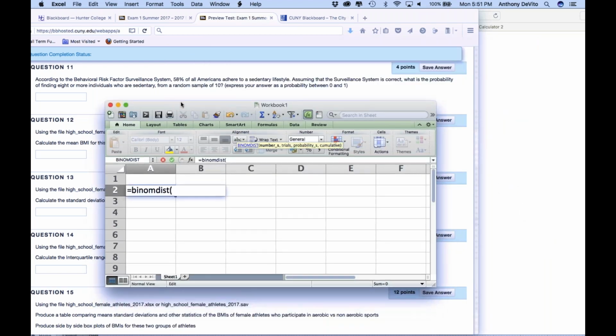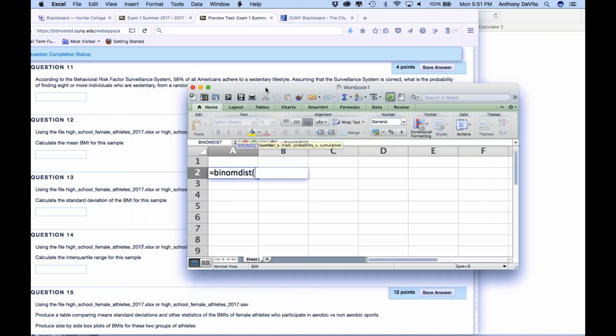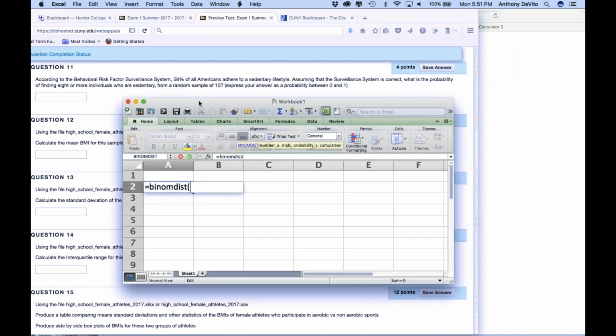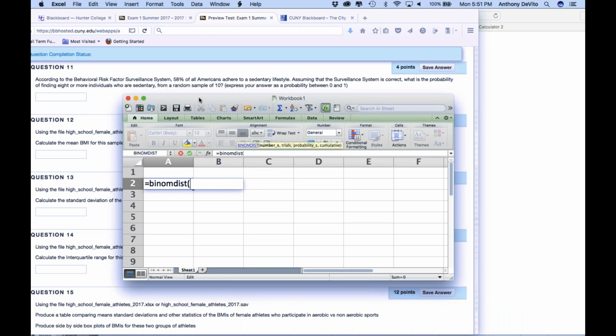The question was, assuming this, what is the probability of finding 8 or more individuals? Now, we know this only works going down. So in order to find the probability of 8 or more, I have to subtract the probability of 7 or less from this. So my number of successes I'm interested in is 7, comma, my number of trials is 10 random samples. Probability is 0.58, comma, and true is going to give me my total probability of 7, 6, 5, 4, and so on and so forth. And that's going to be 86%.